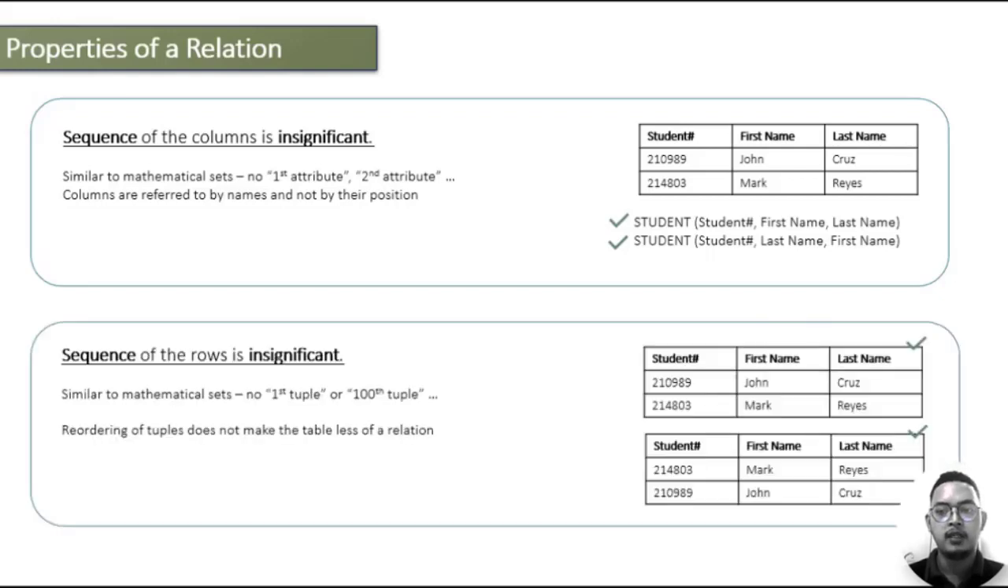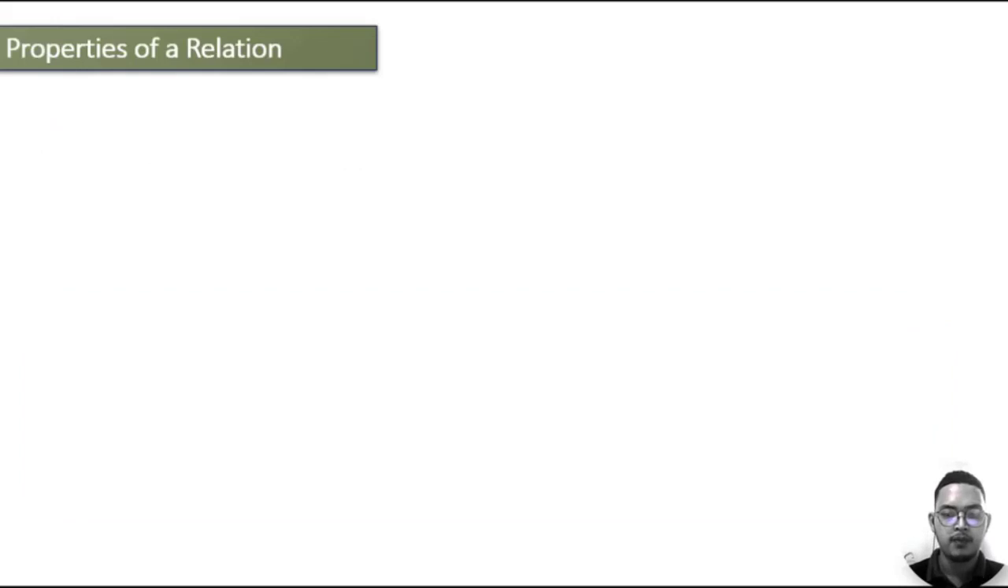Next, we have the sequence of rows is insignificant. This property is analogous to the one above but applies to rows instead of columns. The main benefit is that the rows of the relational table can be retrieved in different order and sequence. Adding information to a relational table is simplified and does not affect existing queries.